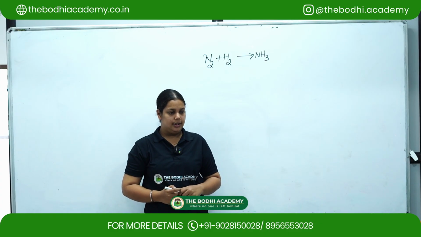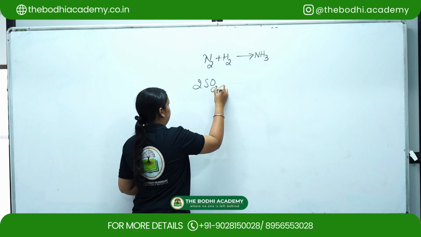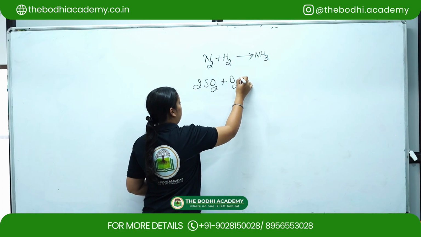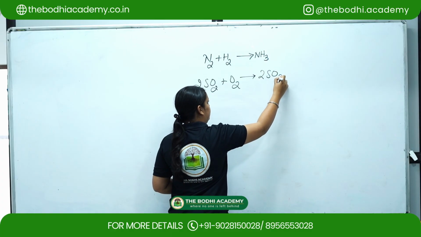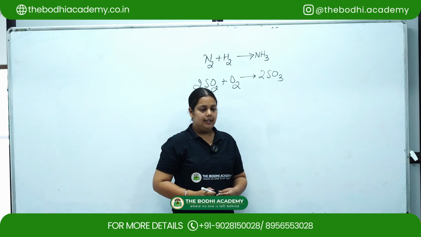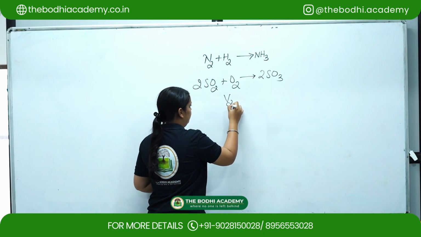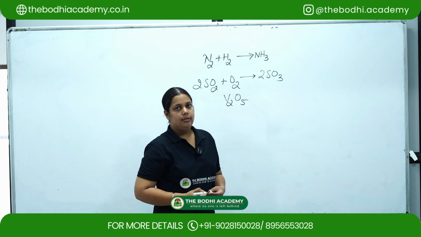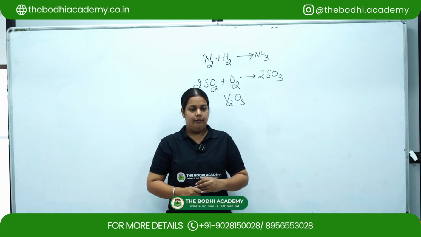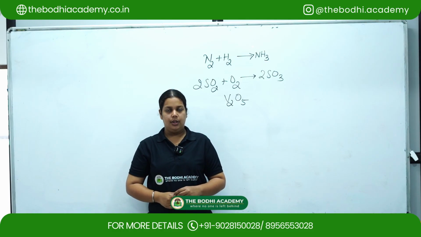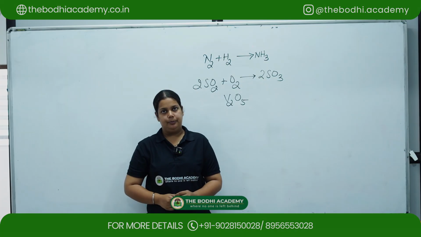Another process is the contact process, that is 2SO2 plus oxygen gives 2SO3. Here, the catalyst that is used is vanadium oxide, that is V2O5. Now, these transition metals are used as catalysts because d block metals provide vacant d orbitals for adsorption and activation of reactants, therefore lowering the activation energy.